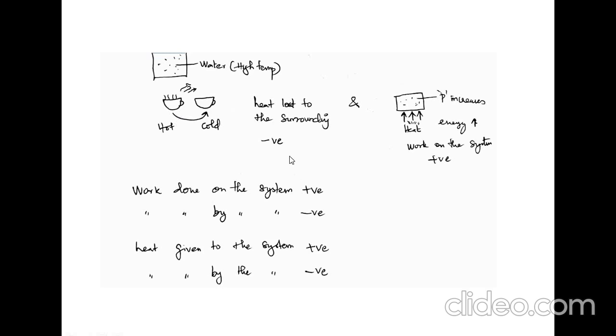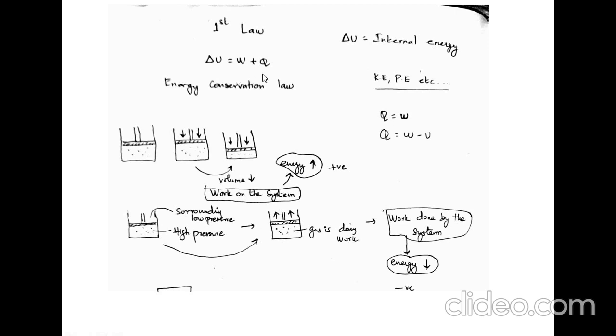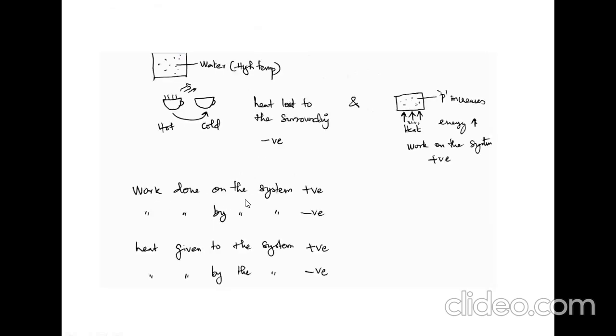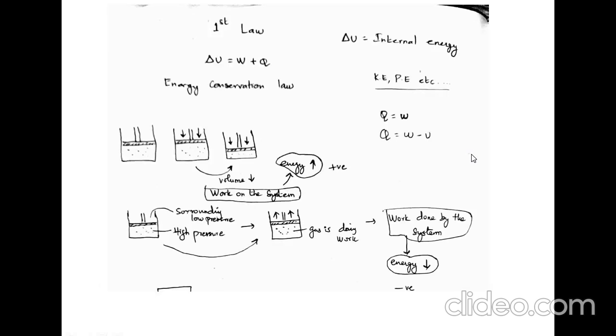So your sign notation is very important in thermodynamic processes when you deal with a formula like delta U equals W plus Q. Work done on the system will always be positive, work done by the system will be negative. Similarly, heat or energy, if it is given to the system, it will always be positive, whereas heat given by the system will always be negative. This is your first law of thermodynamics.